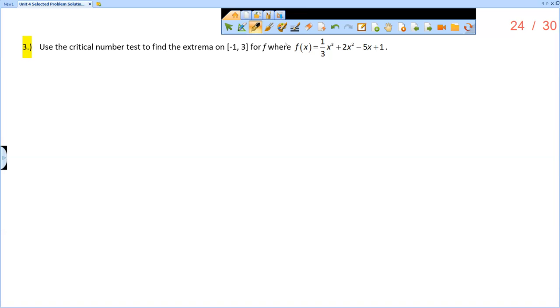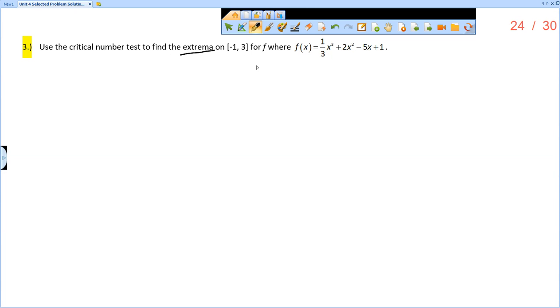This is the solution video for Unit 4 review problem number 3. Use the critical number test to find the extrema on the closed interval -1 to 3 for f, where f of x equals this. All right, so extrema, remember, we're talking about maximum and minimum. But remember, because it doesn't say anything about local or relative, we're talking about the absolute max and absolute min.